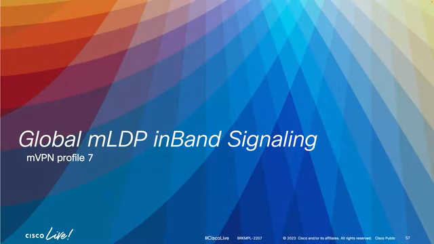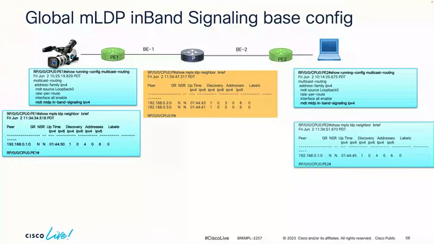So we will talk about two of the profiles. One is global MLDP in-band signaling, and the second one is profile 14, which is your partition MDT. These are the two profiles which are most commonly used in MLDP.